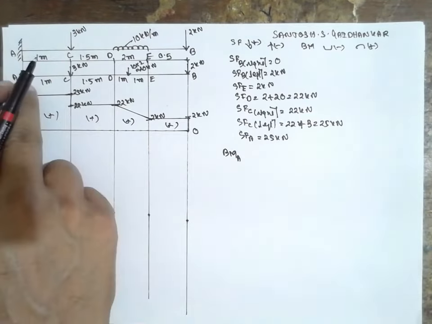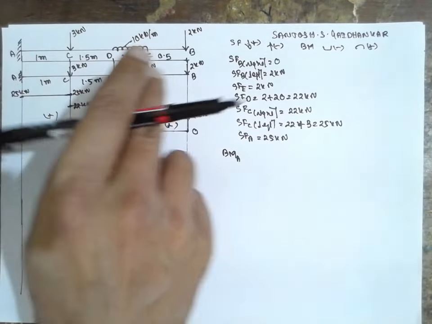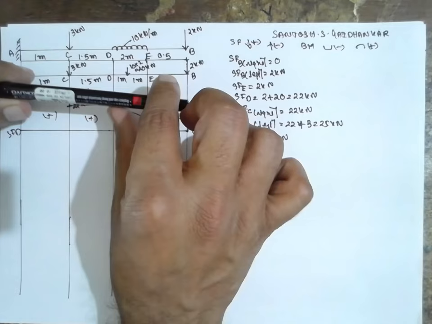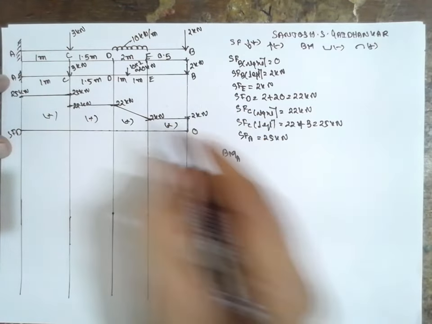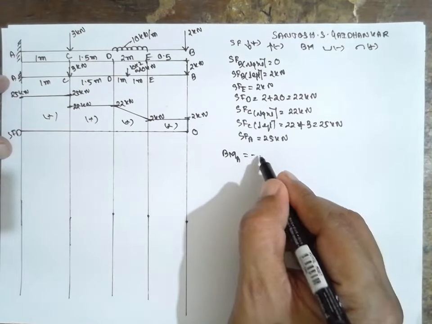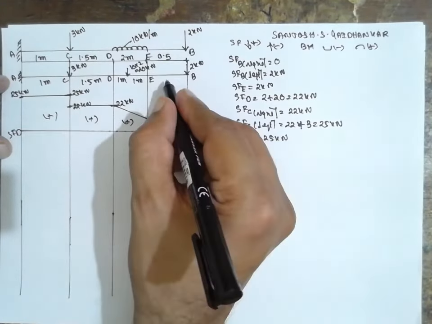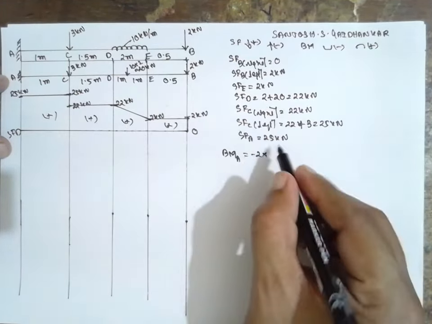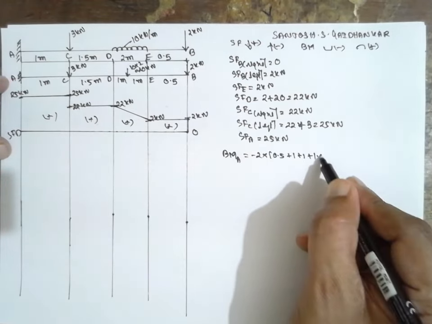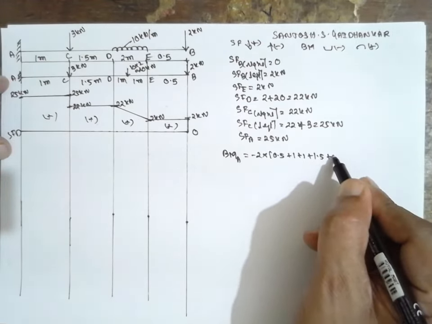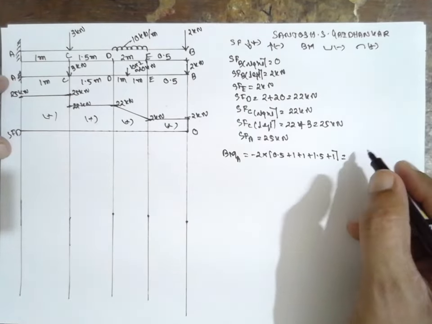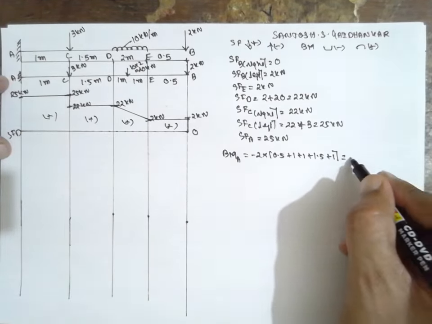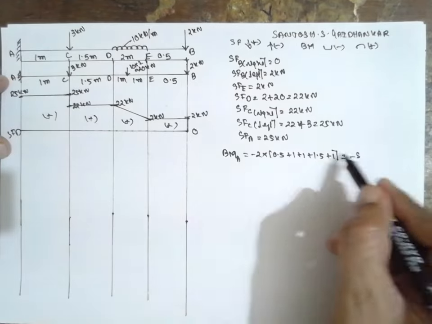Bending moment at A. I will prefer this diagram. Now it is hogging. In this way it will bend. Force into perpendicular distance. It is minus 2 into the complete distance, that is 0.5 plus 1 plus 1 plus 1.5 plus 1. Answer is minus 80. Sorry.